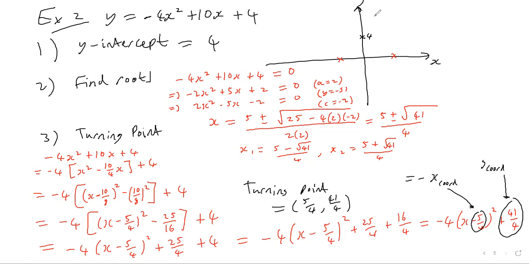And it's roughly going to be somewhere, well, it's definitely bigger than 4. 41 over 4 is about 10. So somewhere maybe up here. So that's going to be our turning point. And because the a value there is negative, we've got a negative coefficient of x squared, it's going to be this upside down parabola shape. So perhaps something like, this is an awful sketch, but perhaps something like this, and that's our maximum point up there. And then maybe something more like that.